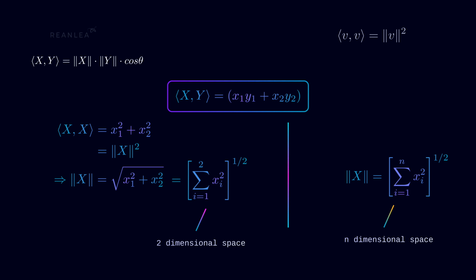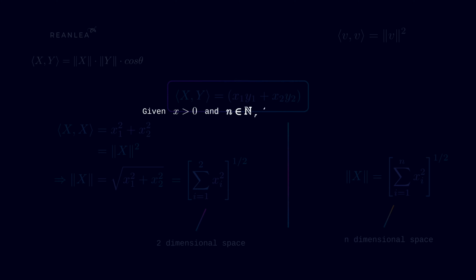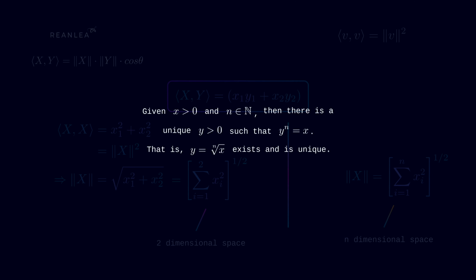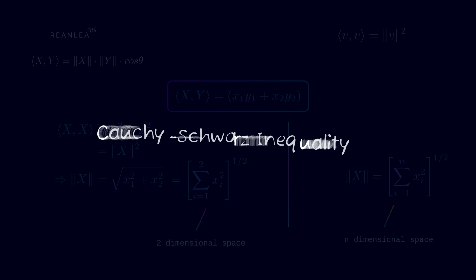However, here all the norms come from the inner product, but not all norms come from the inner product in general. And here, we have just legitimized taking the roots, because if we have any given x greater than 0 and n in the set of all natural numbers, then there is a unique y greater than 0, such that y to the power n is equal to x. That is, y equal to the nth root of x exists and is unique. And to express in the coordinate-free language, the basic fact about the dot product is the Cauchy-Schwarz inequality.